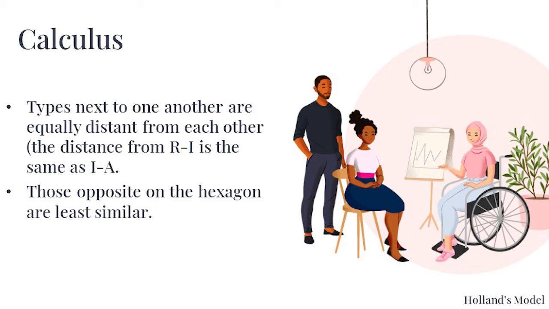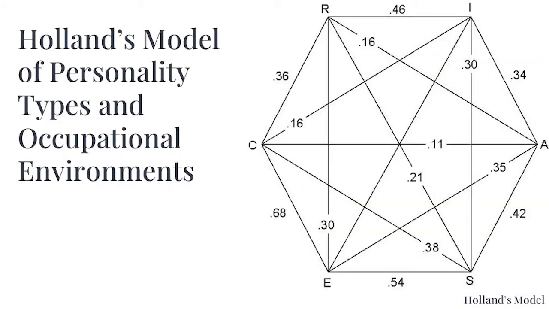Calculus is a secondary assumption in Holland's theory that postulates that the types are ordered around the hexagon so that those next to each other are equally distant from each other. For example, the distance from realistic and investigative is the same as investigative and artistic, and those opposite on the hexagon are the least similar. This image provides a visual demonstration of relatedness between Holland's personality types. You'll notice that this reflects the calculus principle in that the types immediately next to one another have the greatest relatedness and the furthest have the least.